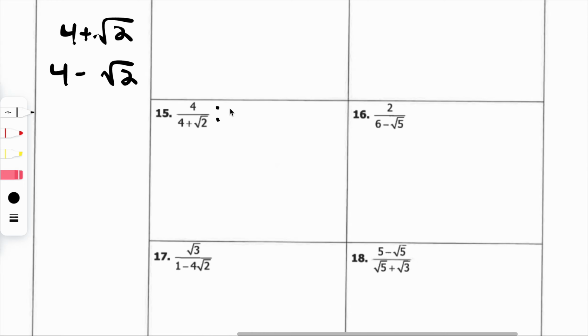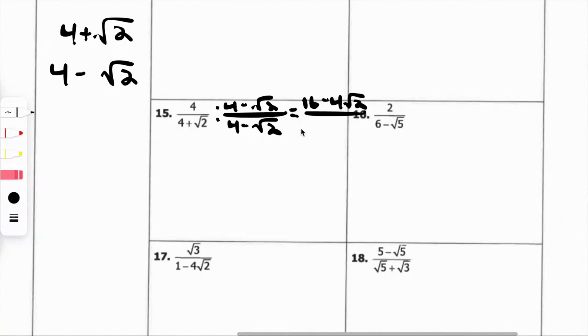But you'll see, once we solve this problem, you'll see what I'm saying. Okay, so we want to multiply by 4 minus root 2 over 4 minus root 2. Again, this fraction is equal to 1, so we're not changing the value. So we do 4 times 4, we get 16. And then we do 4 times negative root 2, and we get minus 4 root 2.